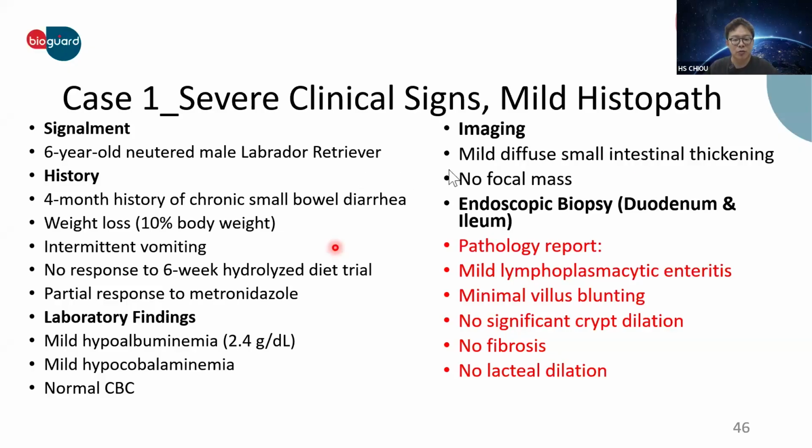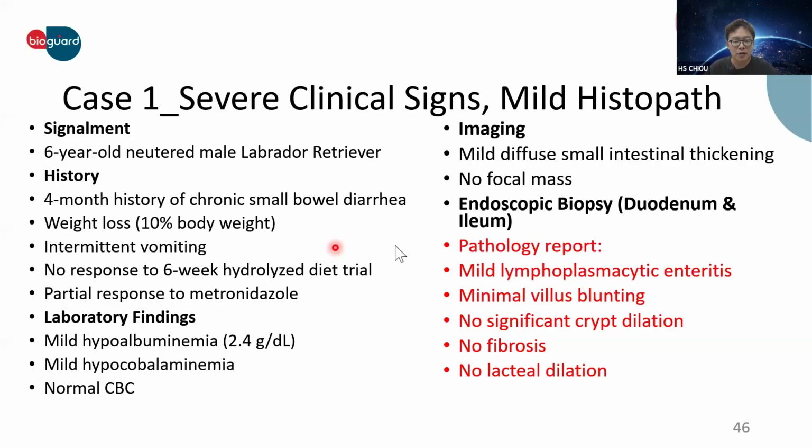Lab work showed mild hypoalbuminemia and mild hypocobalamin. CBC was otherwise normal. Imaging revealed mild diffuse small intestine thickening, and no focal mass. So clinically, the dog looks moderate to severe. We have chronic progression, weight loss, hypoalbuminemia, and failure of dietary therapy. That's why endoscopic biopsy of the duodenum and ileum was performed.